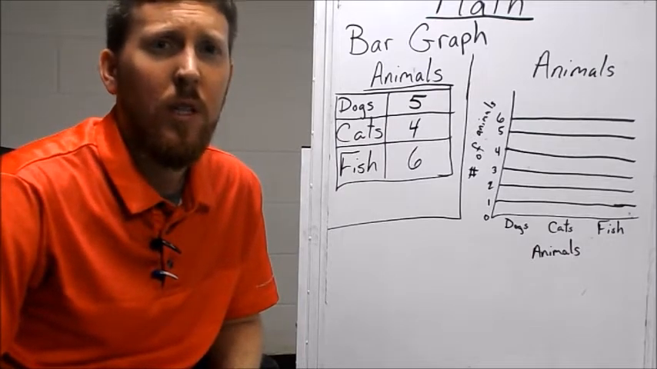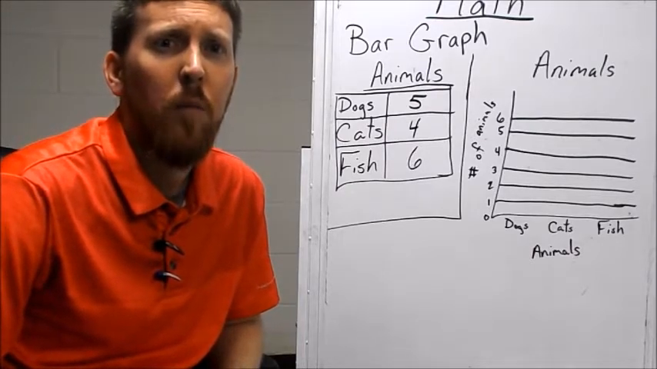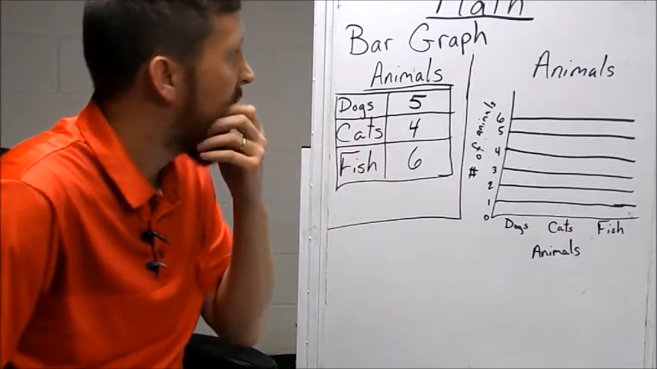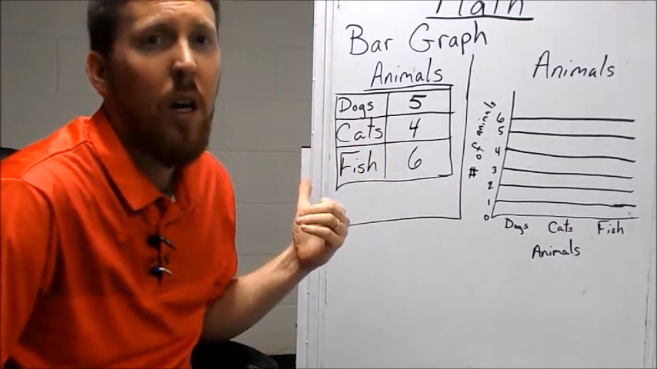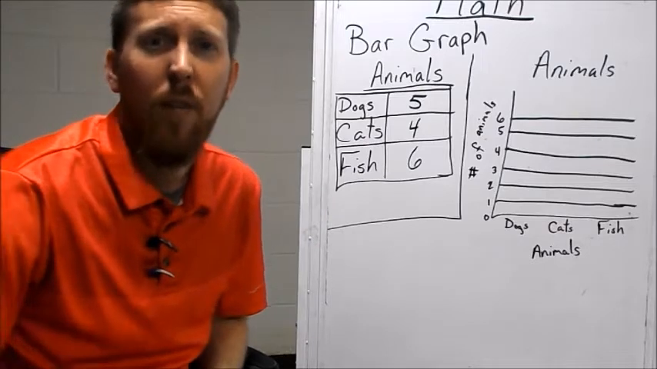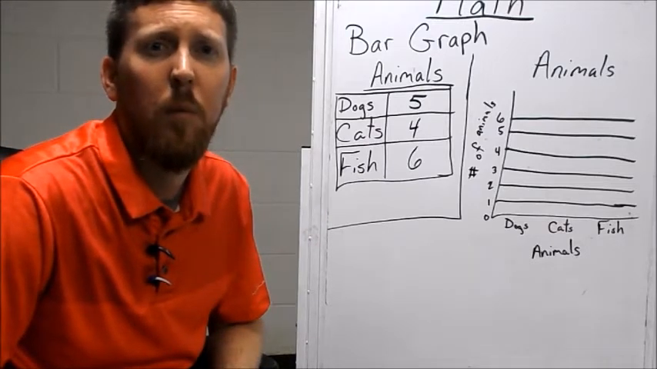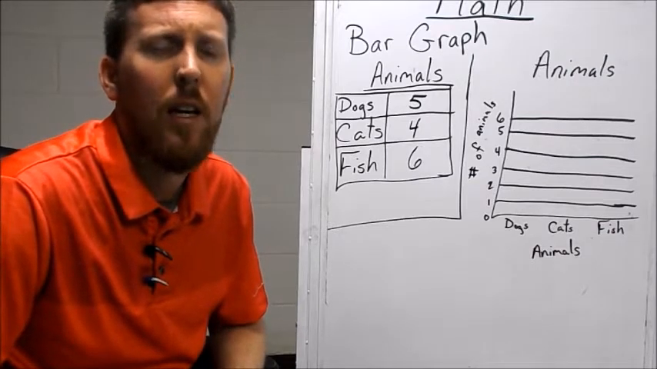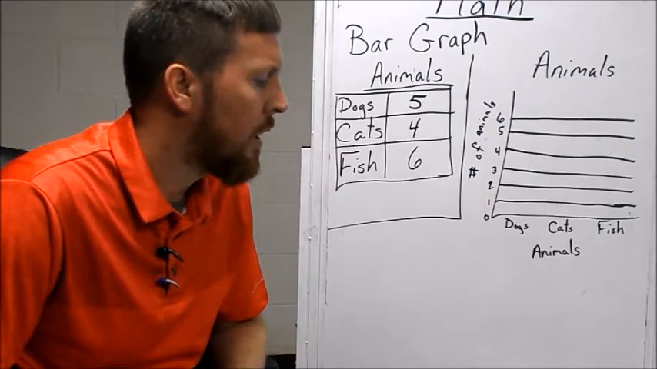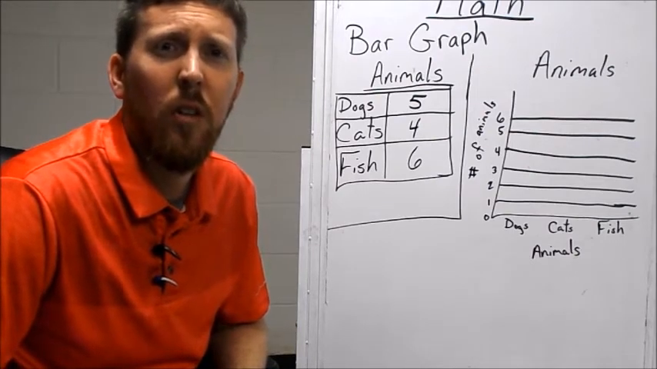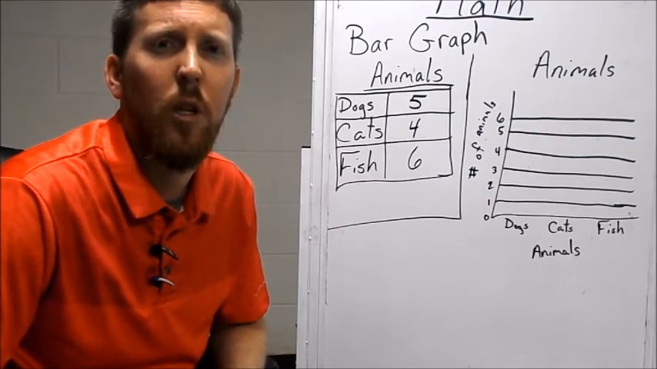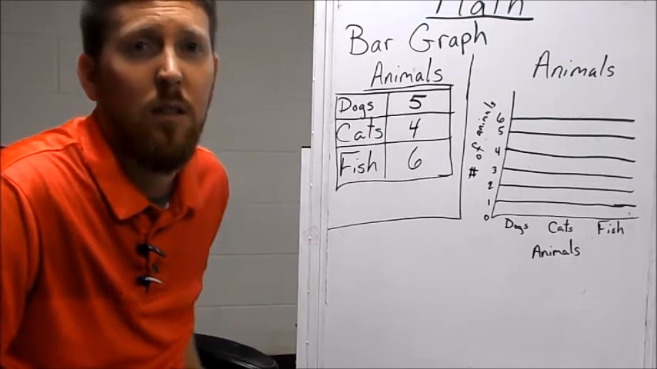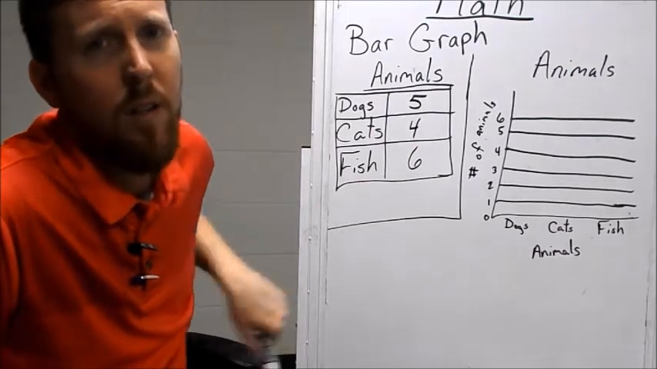Now, what I'm going to do is walk you through using this data right here, this chart and table, and we're going to make a bar graph. And you are going to create your own bar graph using the table that I have given you. So you're going to create a bar graph for today. And then I would just like you to get on Zearn and do a little bit of Zearn for about 15 minutes. So let's look at what I have on this whiteboard real quick.